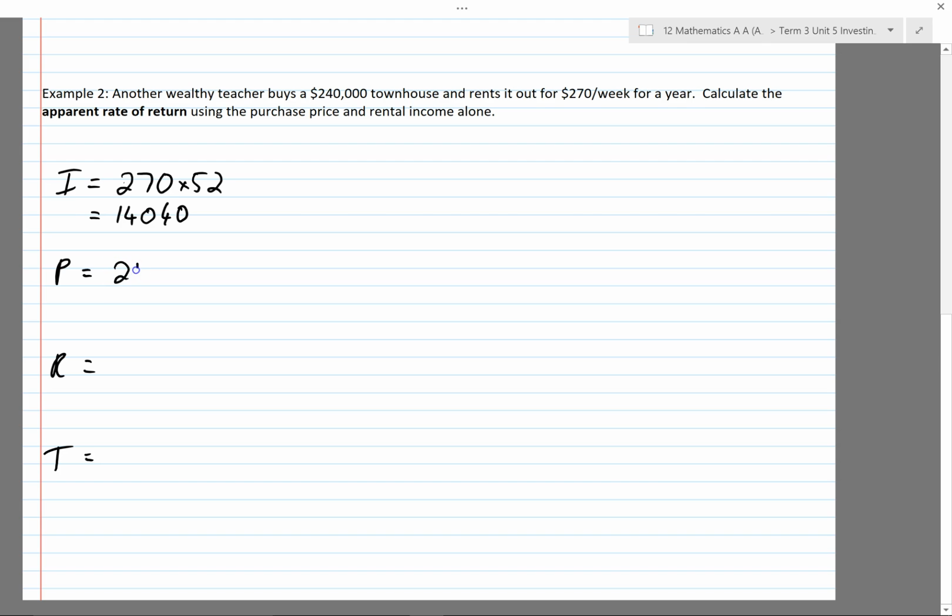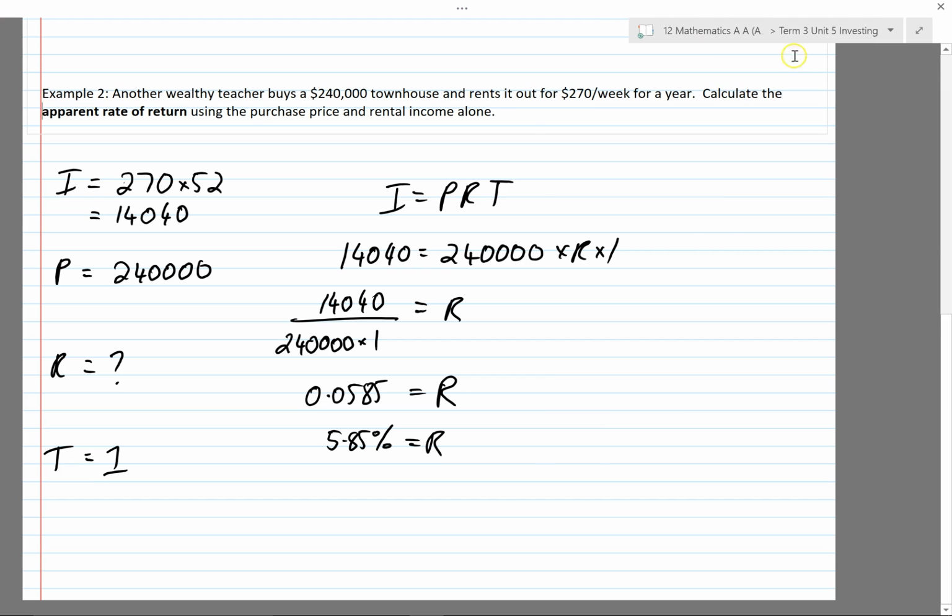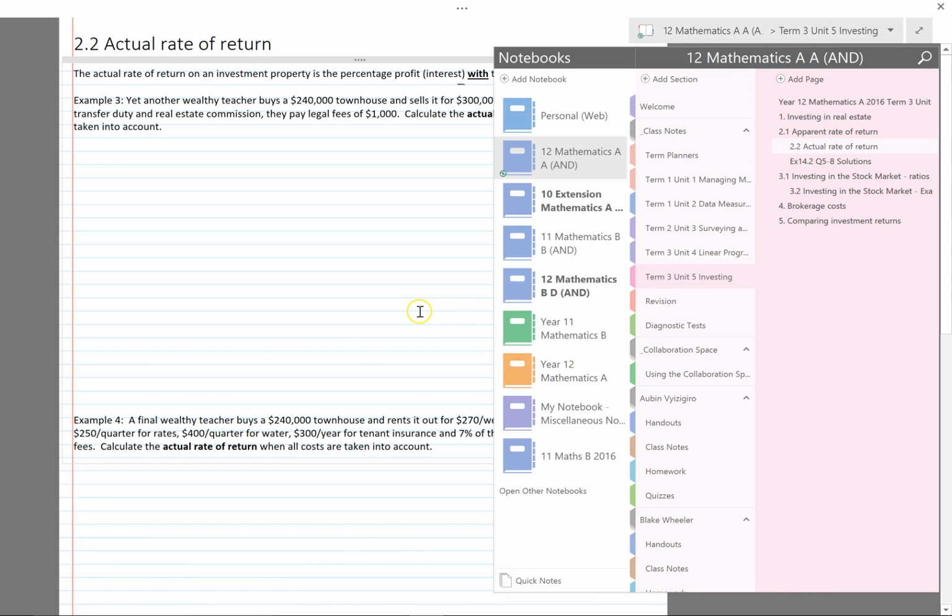How much did I invest? Well, $240,000. I'm trying to find the rate, and I'm just focusing on 1 year. So again, substitute in, write my formula, put in the values. And you should be okay to solve this from here. Rate of 5.85%, which sounds pretty good. It's a pretty good interest rate. So remember, these are apparent rates of return because we haven't taken into consideration any costs. Over the page, that's exactly what we'll do.